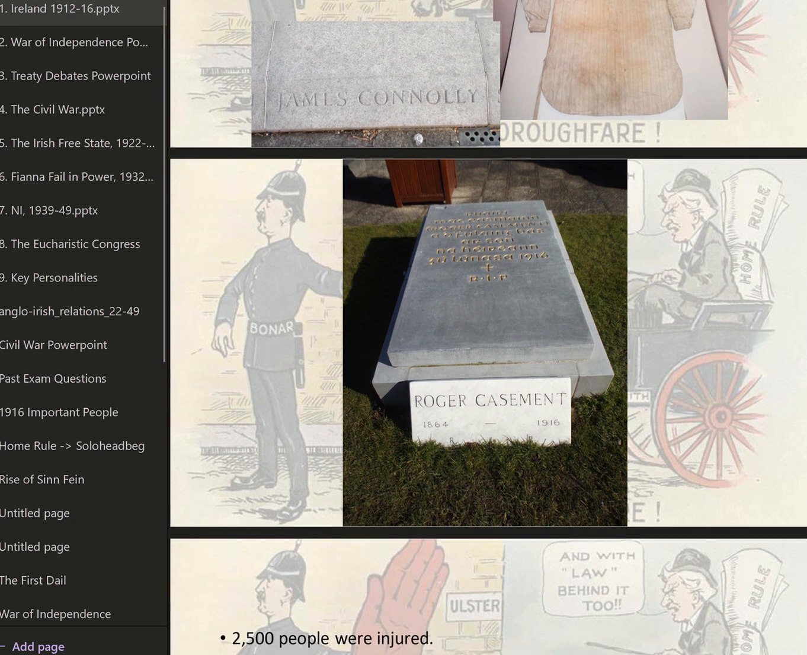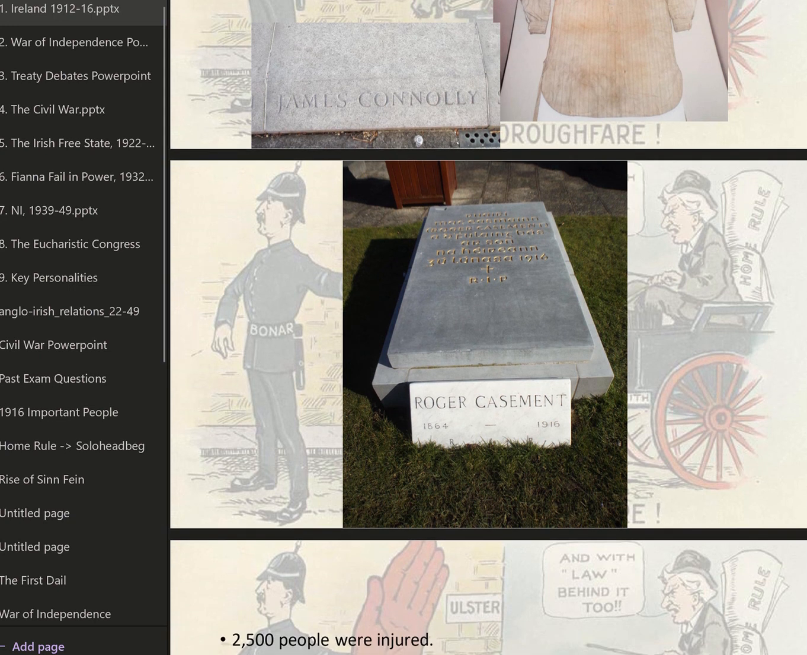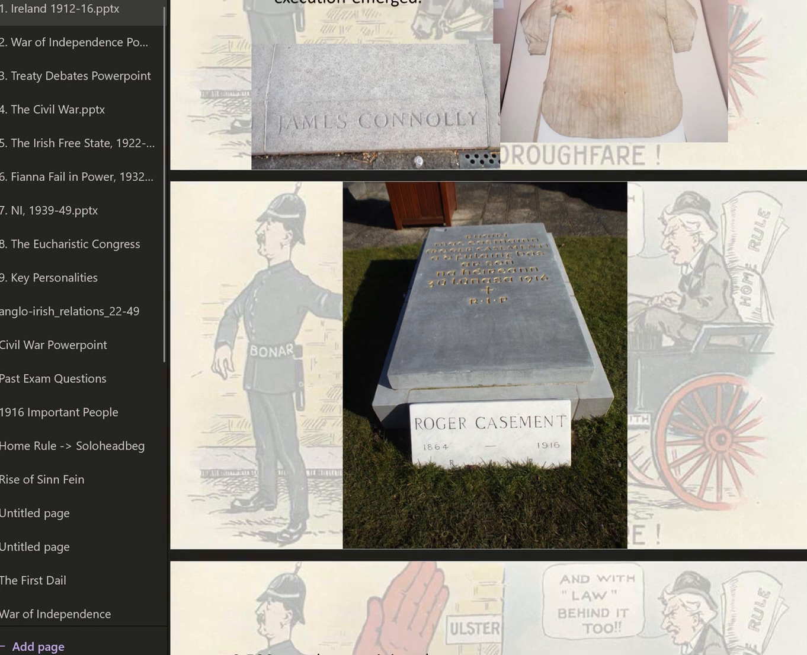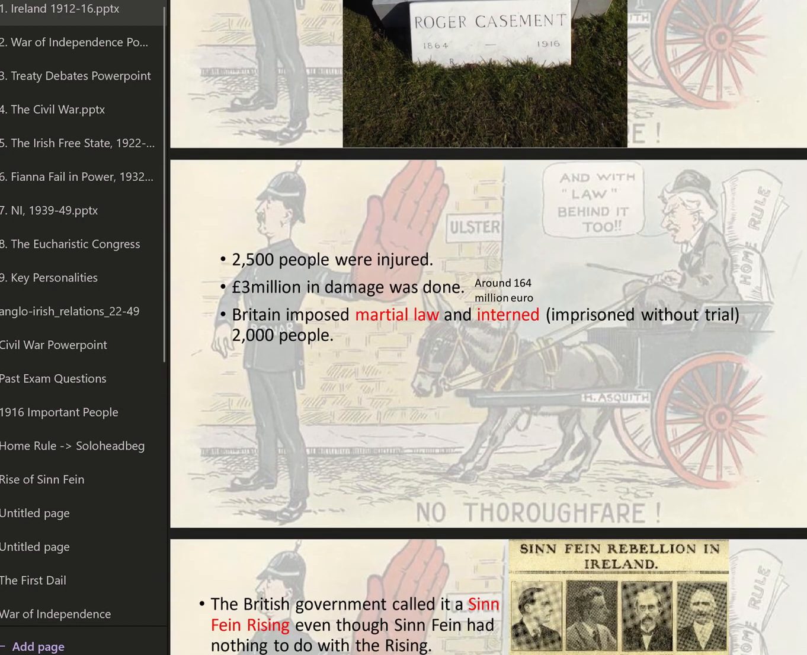Roger Casement himself was put on trial in London, and spoke very, very eloquently over there about the need for Ireland to be a republic, to have control of its own affairs. And he was hung over in England. And again, that disgusted Irish people.